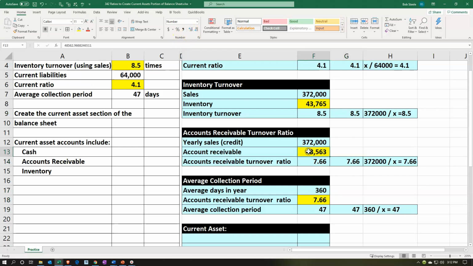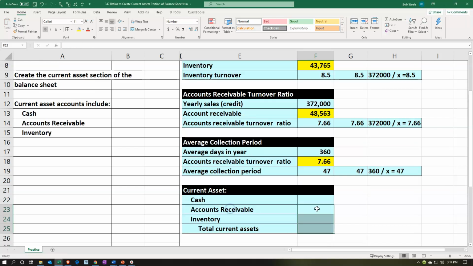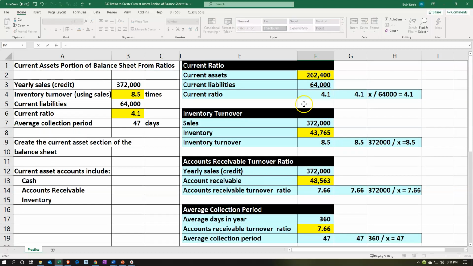Now, okay, so now we have our accounts receivable up top, so we could figure out our current asset portion of the balance sheet because we've got cash, and then we've got the accounts receivable is going to be the next item, and then inventory. Those are going to be our 3 items. Now, we don't know what cash is, but we know what the total is, so we're going to have to back in to cash. So we can start to populate. I'm going to say, okay, the accounts receivable we have here. The inventory we got up top for the inventory turnover. And the total current assets we figured out up top with the current ratio.